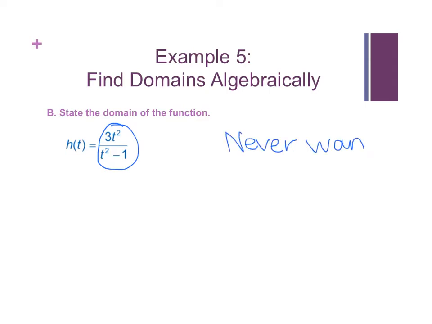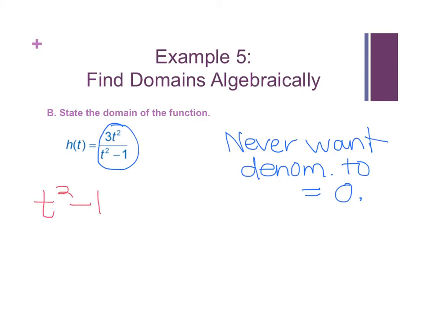So we never want the denominator, which is the bottom of a fraction, to equal 0. Right here, we're talking about the denominator in this function as being t squared minus 1. So if I take t squared minus 1 and I never want it to equal 0, I'm going to say it can't equal 0.